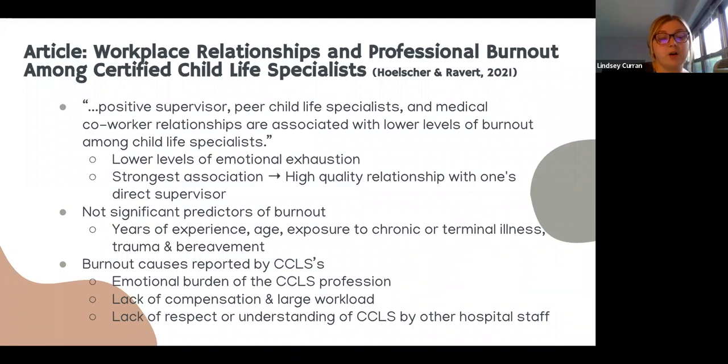The research also identified that CCLSs reported burnout was caused by the emotional burden of the CCLS profession in general, as well as a lack of compensation, a large workload, and the lack of respect or understanding of CCLSs by other hospital staff.